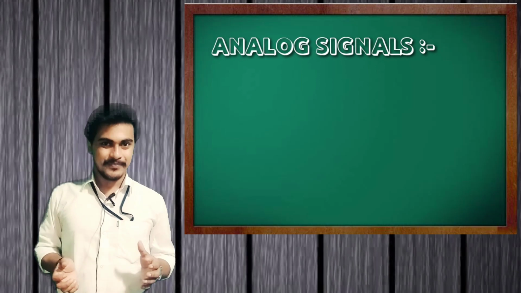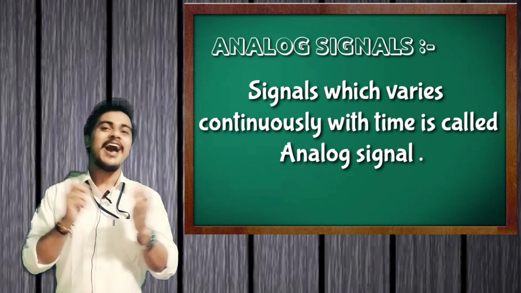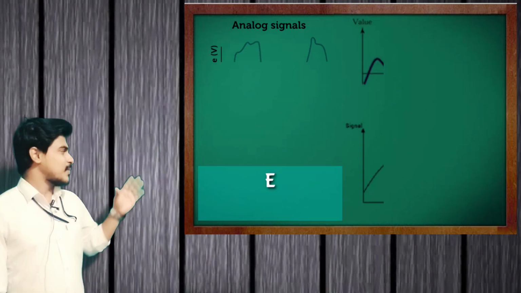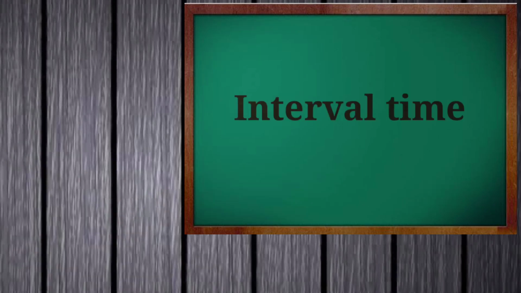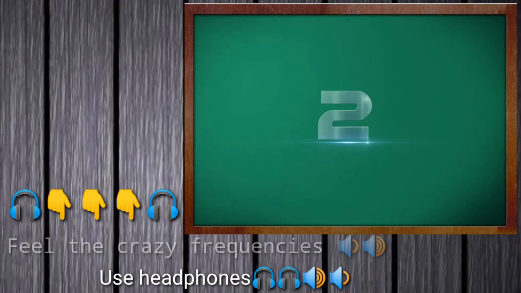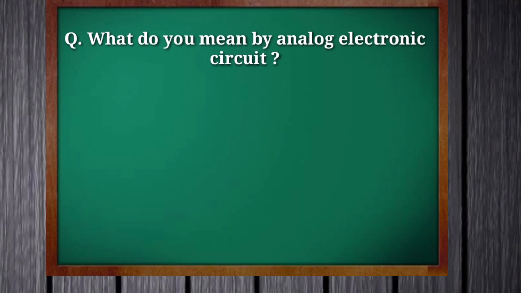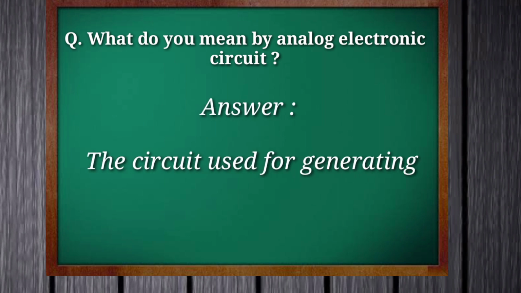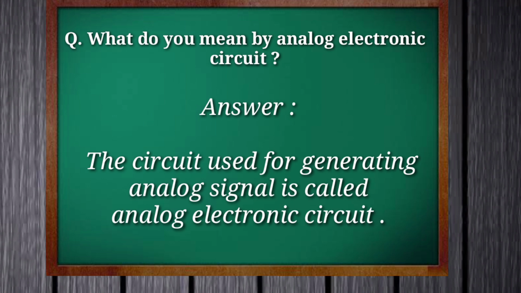Analog signals. Signals which vary continuously with time are called analog signals. The typical analog signal is shown in the figure. For example, AC current varies with time. So here a question arises: what do you mean by analog electronic circuit? The circuit used for generating analog signals is called an analog electronic circuit.